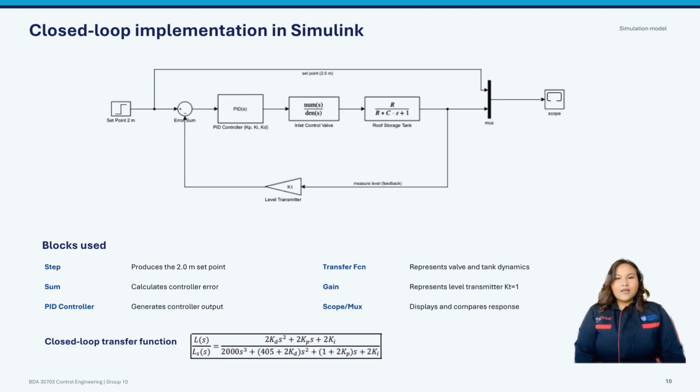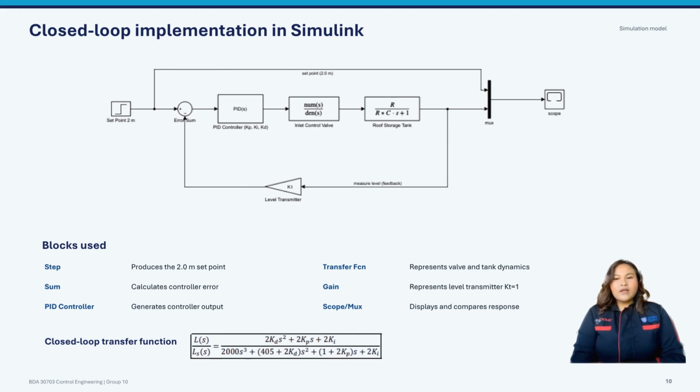Hi, my name is Vanessa Dudok Sampai and I will present about the closed loop implementation in Simulink. The step block generates the 2 meter set point, which is compared with the measured water level in the sum block to produce the error. The error is processed by the PID controller, which adjusts the inlet control valve.